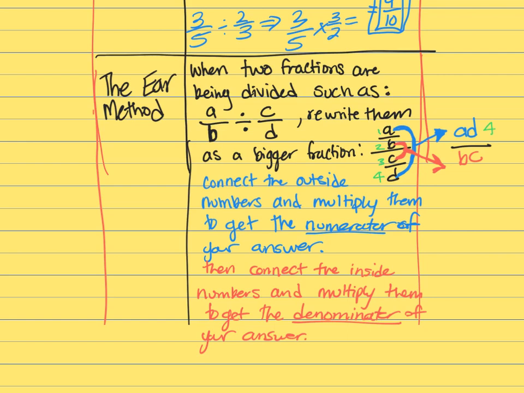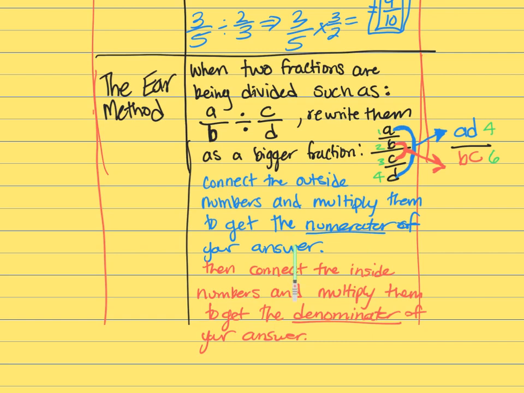And then the red writing says, then connect the inside numbers and multiply them to get the denominator of your answer. So in this case, I would multiply 2 times 3. And 2 times 3, because those are my inside numbers, gives me my denominator. 2 times 3 is 6 in this case. So I could write 6. So this answer would be 4/6, okay? Go ahead and pause the video, write the blue, write the red. Make sure that you connect them and actually create this ear looking thing. This is why it's called the ear method. After you pause it, I'm going to give you one more example, and it'll be the end of Math Notes, page 7.